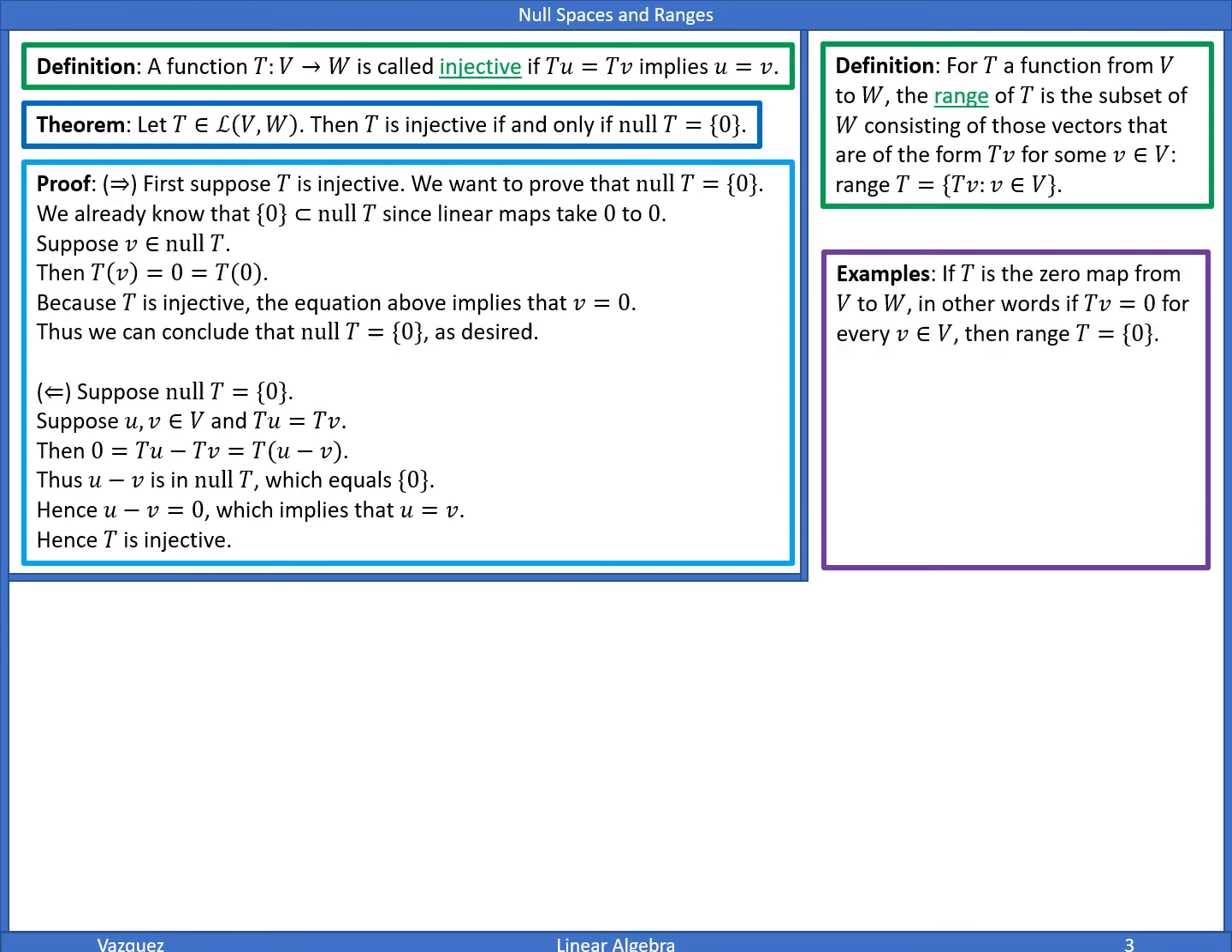So an example, if T is a 0 map from V to W, so in other words, all vectors get mapped to 0, well then the range of T is just 0, because that's all we're mapping to.